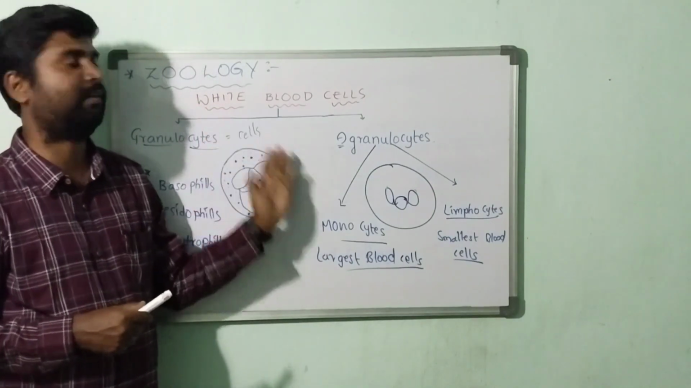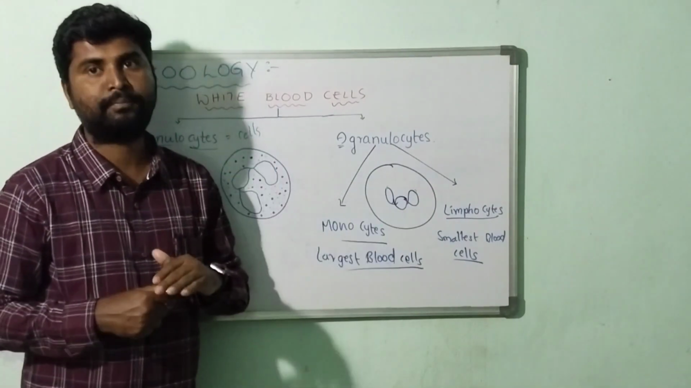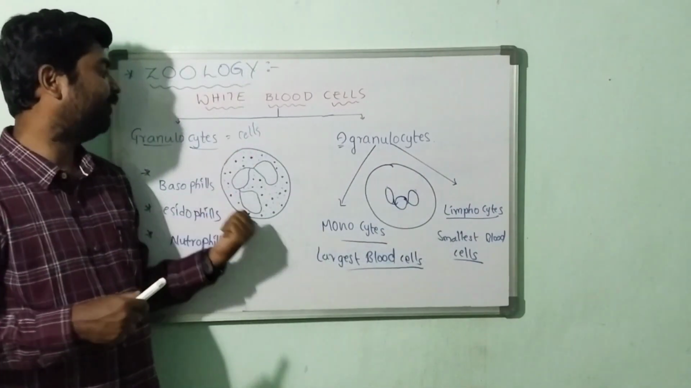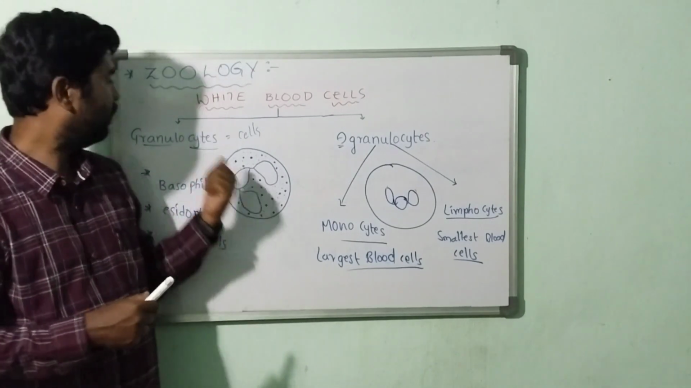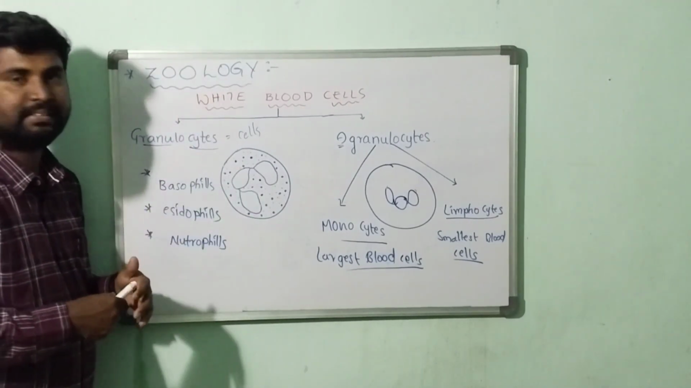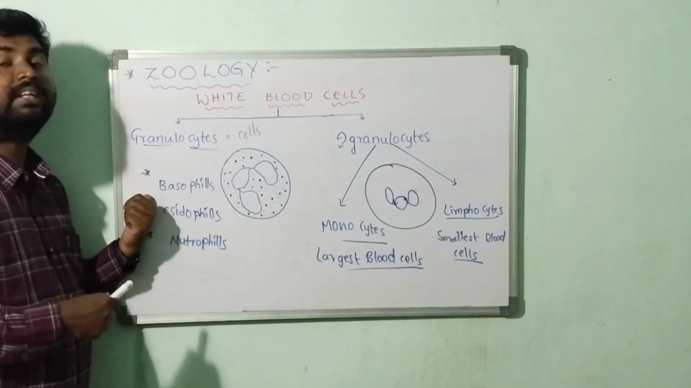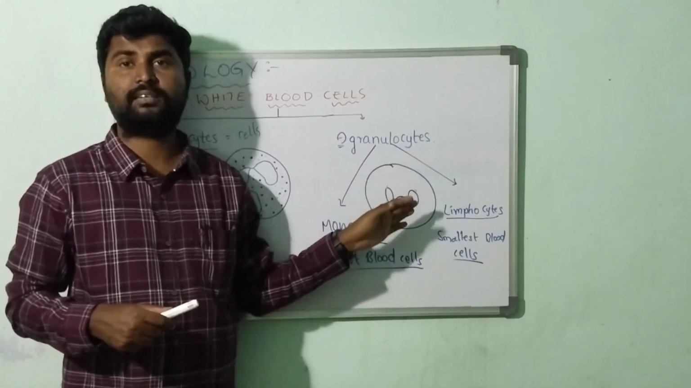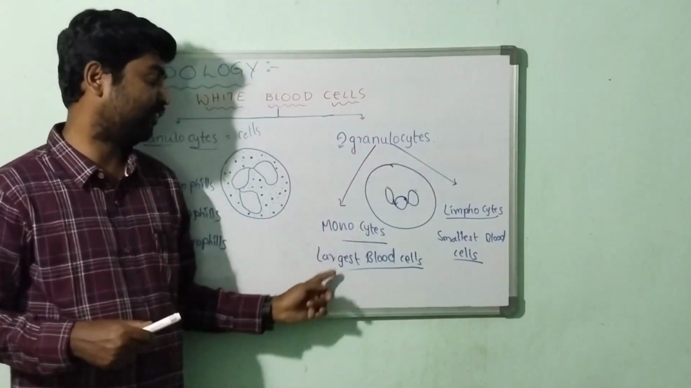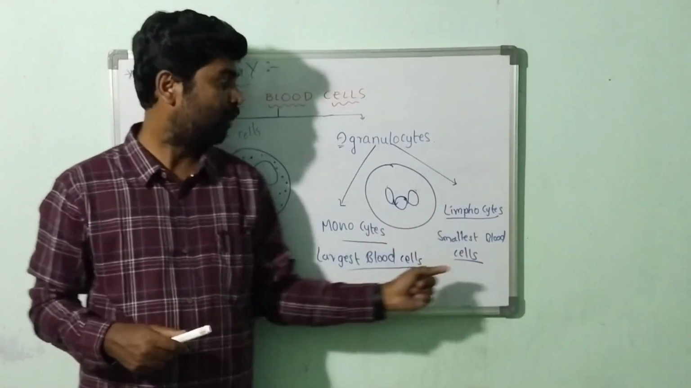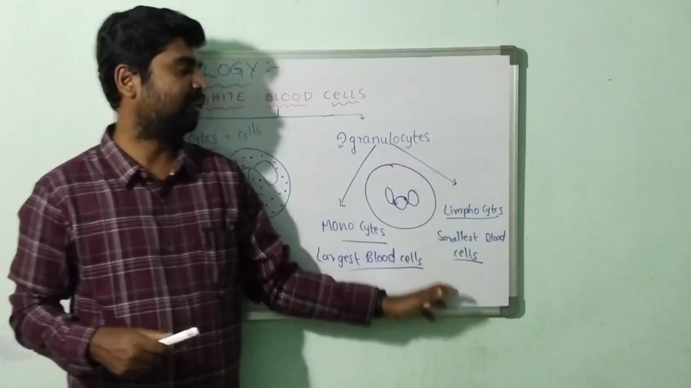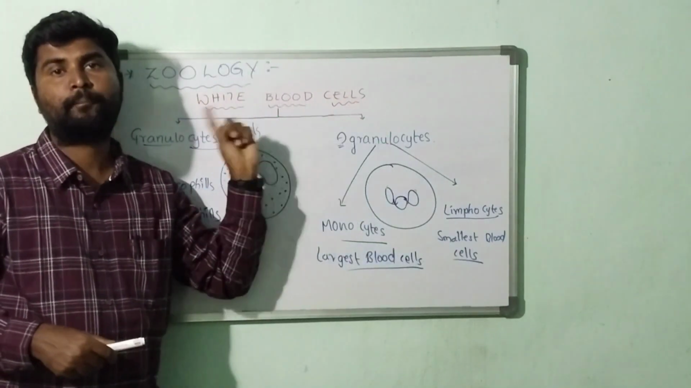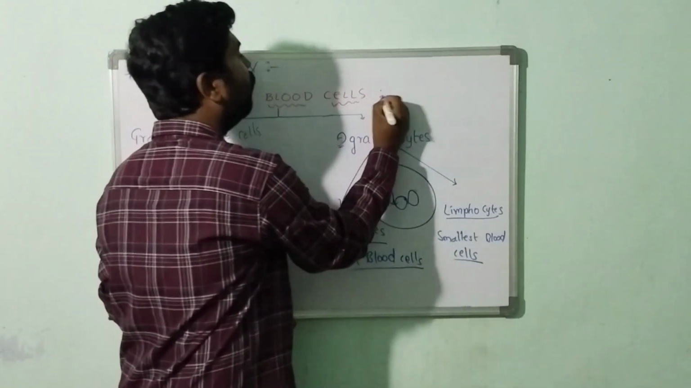So this is the WBC. WBC is colorless but has a nucleus. Based on the reaction to acid, base and neutral solutions, agranulocytes and granulocytes are present. Granulocytes are basophils, acidophils or eosinophils, and neutrophils. In agranulocytes granules are absent, but there are two types, monocytes and lymphocytes. Monocytes are the largest blood cells, and lymphocytes are the smallest blood cells. The entire WBC is produced from bone marrow.